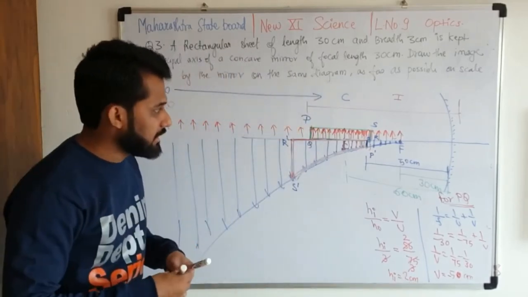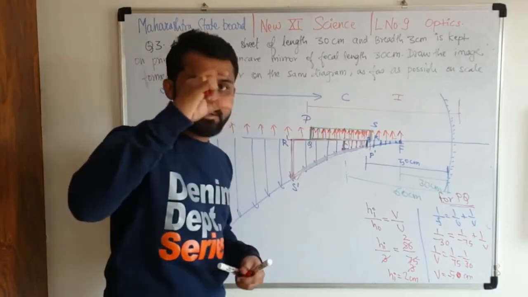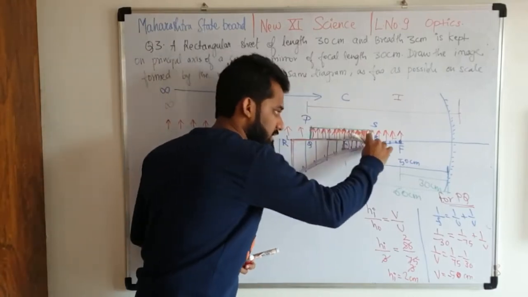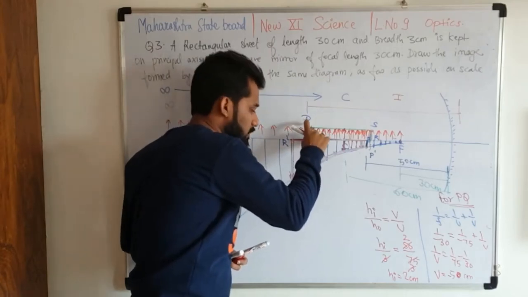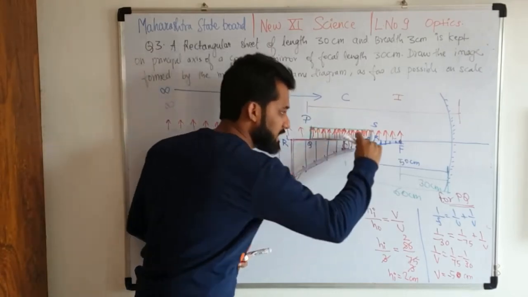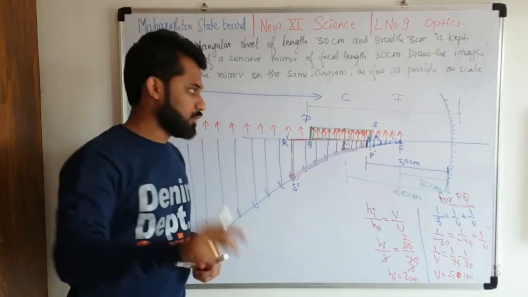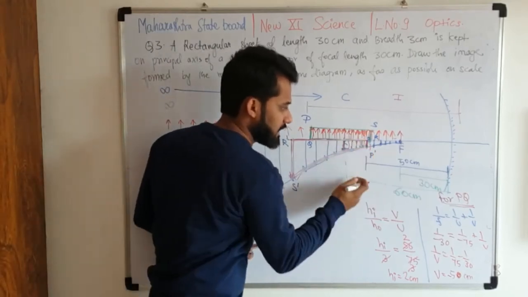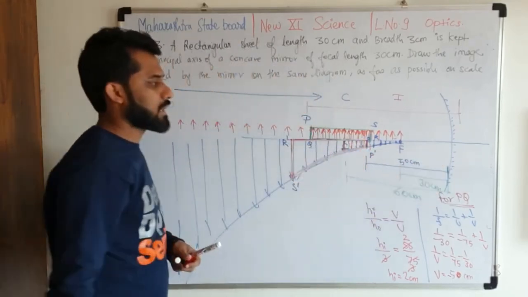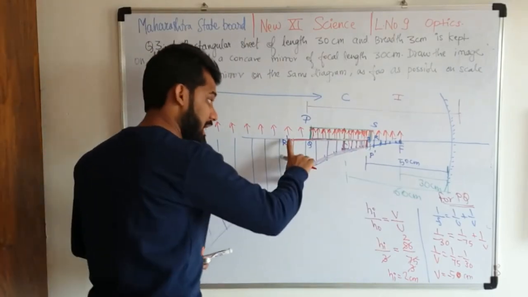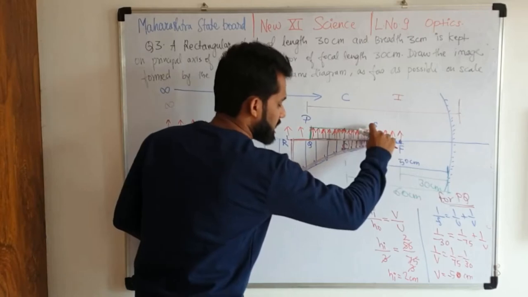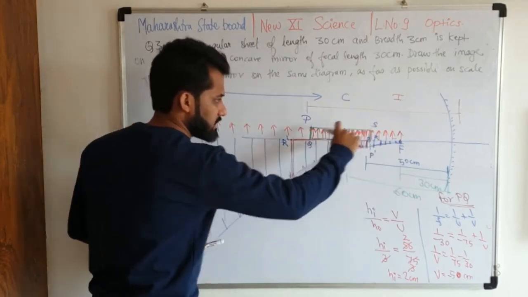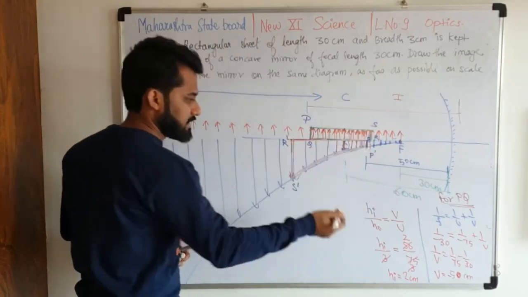So clearly, PQ, the object, is 3 cm, and its image P dash Q dash is only 2 cm, which is over here, at a distance of 50. Similarly, we need to find the size of R dash S dash. SR is the object and S dash R dash is the image.